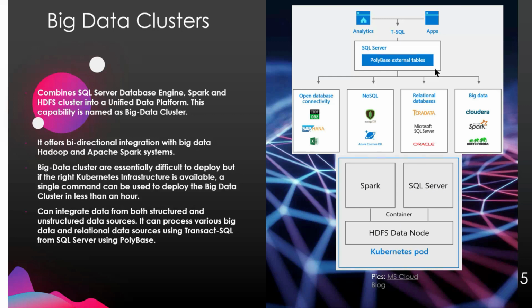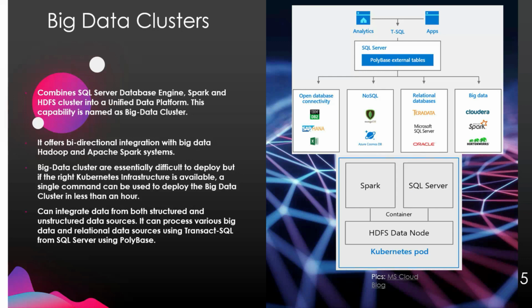Now, when we talk about it connecting or creating a bridge between structured and unstructured data sources, that says open database connectivity. So these are the database connectors available. We have the NoSQL platforms like Mongo or Azure Cosmos, or we have the relational databases, namely SQL Server, Teradata, or Oracle, and then we have the big data, which is Cloudera, Spark, and Hortonworks. So these all are the external tables which can connect and talk together. Okay. The pictures are taken from the Microsoft Cloud blog.